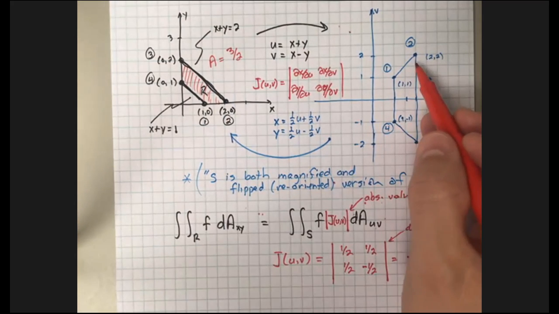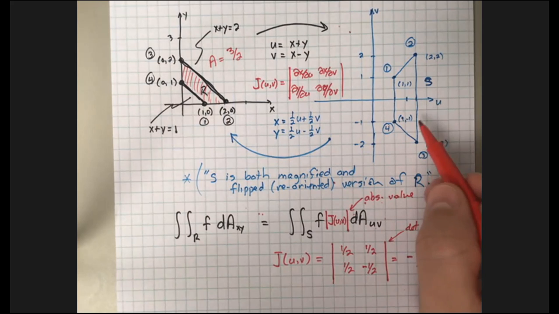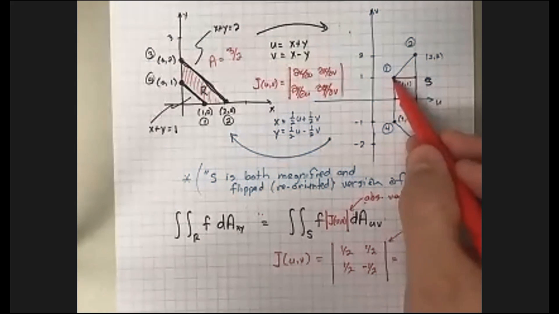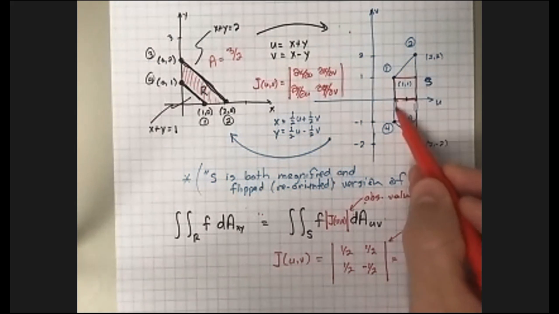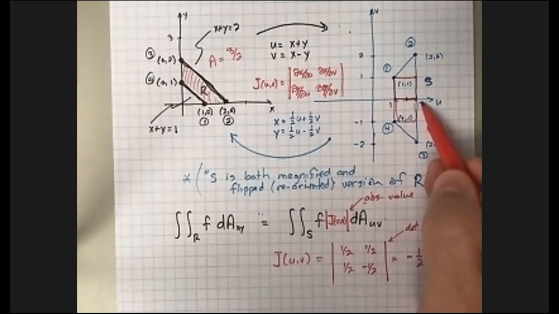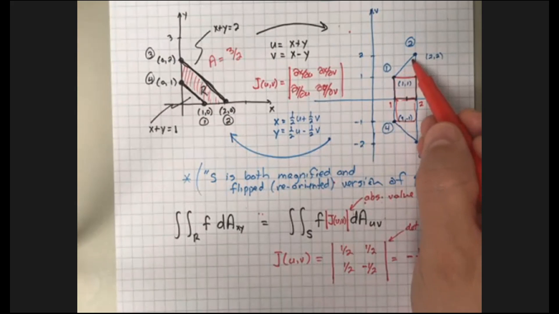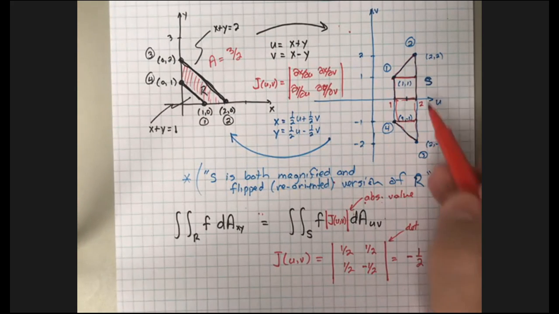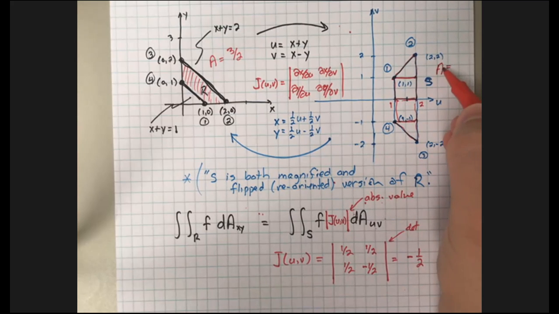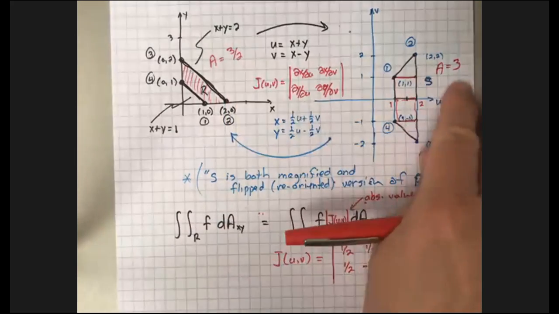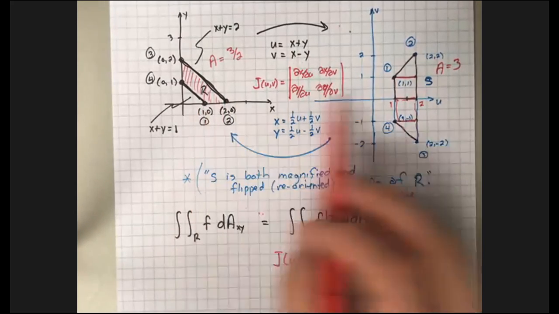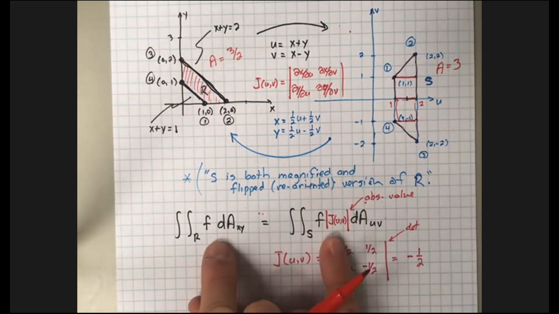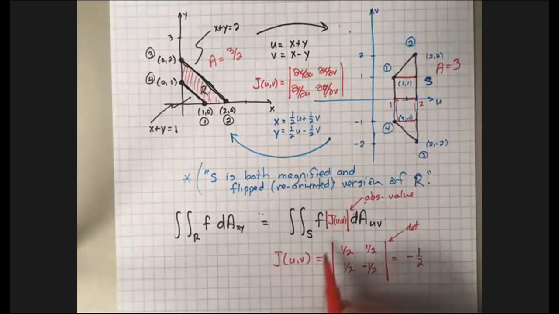But if you calculated the area of this trapezoid, now let me just draw the squares. Here's a square of unit area 1. Here's a square of unit area 1, because I chose in my scale to be 1 and 2 here. And then here's 2 half triangles, each of area 1/2. So the area of S is 3 units. Do you see this transformation magnified R? And since I want to keep the value of the integral the same, I gotta, so to speak, unmagnify S.